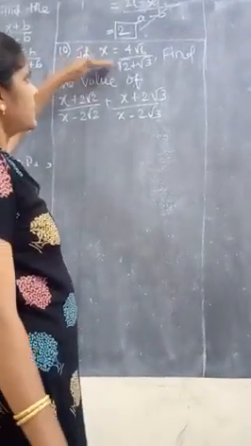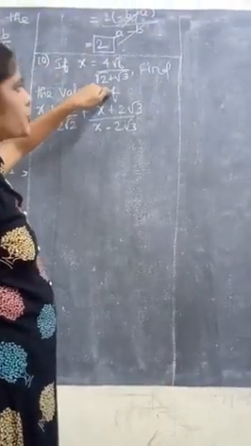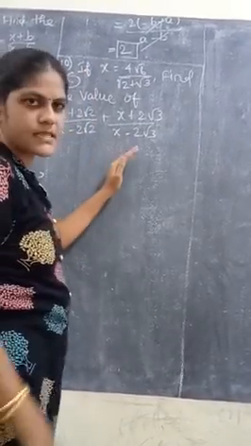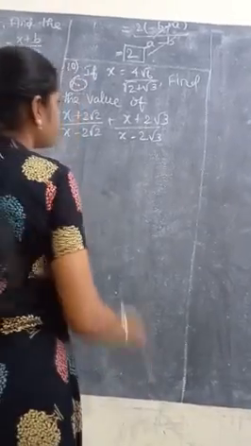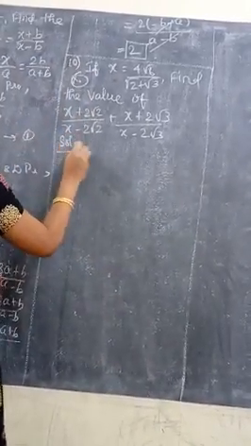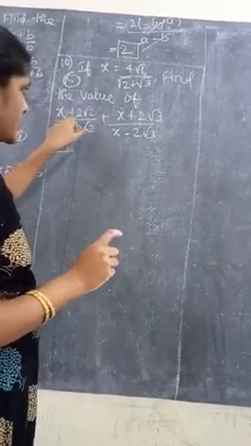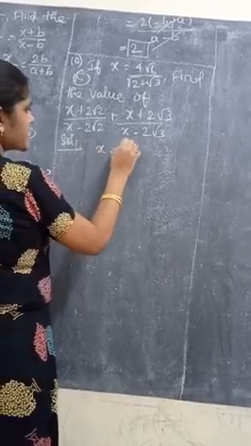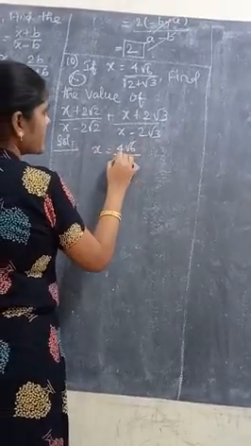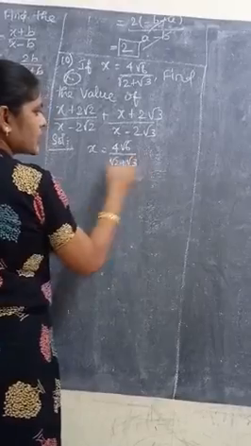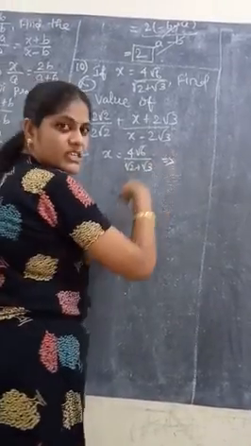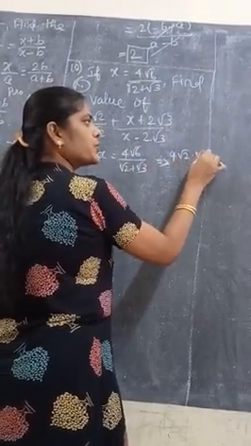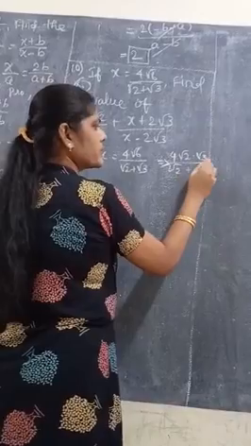Okay, next sum: x equal to 4 root 6 by root 2 plus root 3. It's a very important model in your board exam. This is also the same as the previous sum. Let's see how we do this. First we need to find the value of x plus 2 root 2 divided by x minus 2 root 2. So what is given? x equal to 4 root 6 by root 2 plus root 3. Okay ma, how do we split the term? Can we split root 6 into root 2 into root 3, divided by root 2 plus root 3?